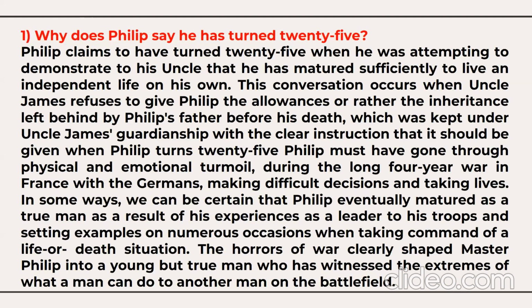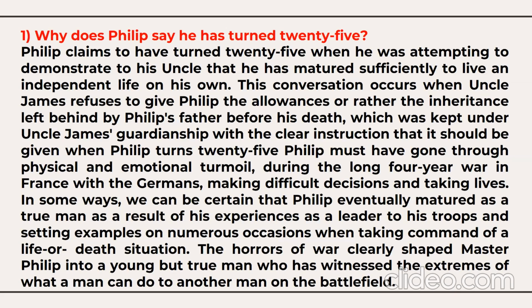Philip claims to have turned 25 when he was attempting to demonstrate to his uncle that he has matured sufficiently to live an independent life on his own. This conversation occurs when Uncle James refuses to give Philip the allowances, or rather the inheritance left behind by Philip's father before his death, which was kept under Uncle James' guardianship with a clear instruction that it should be given to Philip when Philip becomes 25 years old.